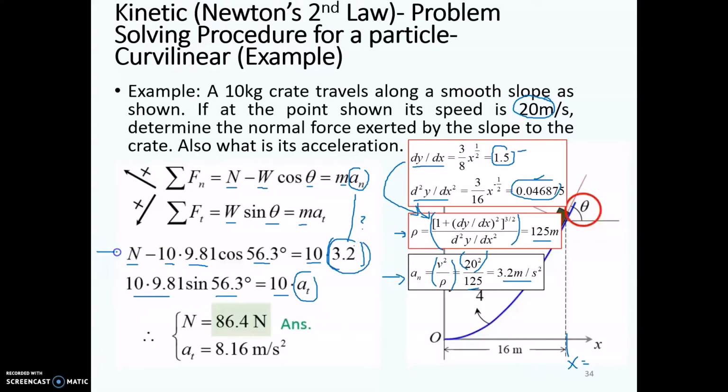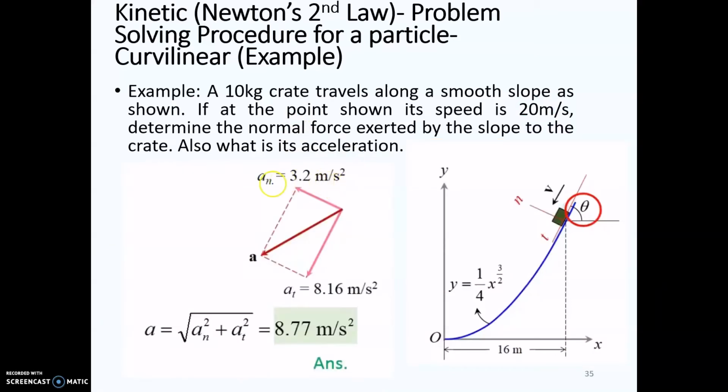So you have two equations and two unknowns. Solve them, and you should be able to obtain these two answers. The normal force is equal to 86.4. How about the acceleration? You have obtained the normal acceleration and tangential acceleration. You can find the resultant acceleration by using this formula. Substitute the parameters inside, then you should get the acceleration of the crate to be 8.77.